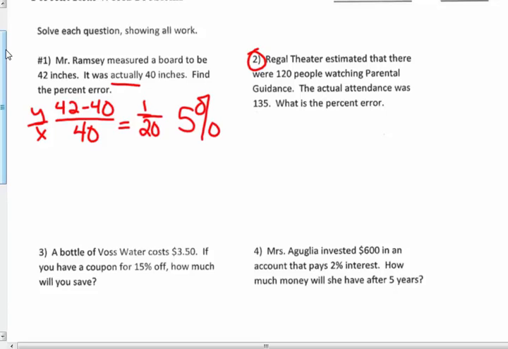Or 1 divided by 20 on your calculator would give you 5/100ths. Move it over to 5%. So Mr. Ramsey had a 5% error. That would be the sentence if I was going to write that down. Mr. Ramsey would have a 5% error. Don't tell him I said that.